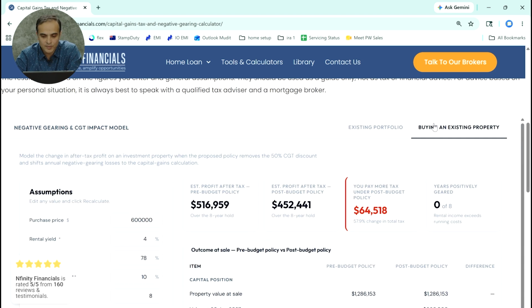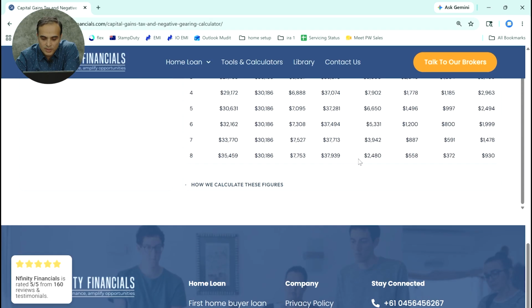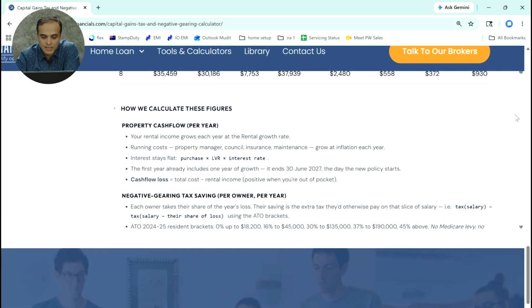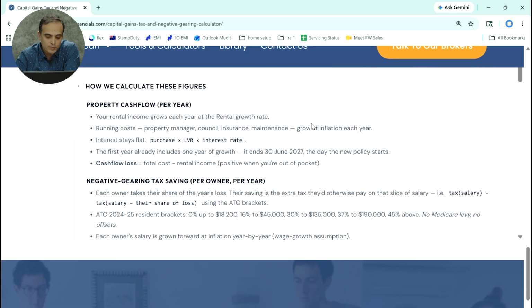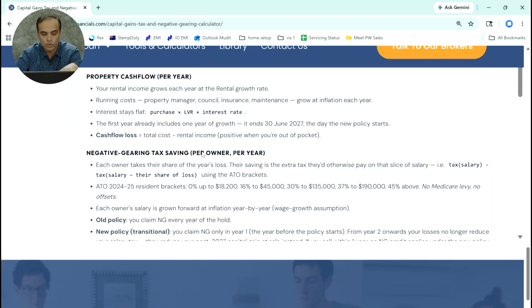Feel free to input your scenario, the kind of property you are looking to buy, and put in your numbers. You will be able to see this. Let me quickly walk you through the assumptions we have taken. We've done a bit of detailing here. The property cash flow per year is calculated based on the rental yield, the running costs, and the interest, which we have assumed to be interest-only and constant. You can go through the assumptions here.